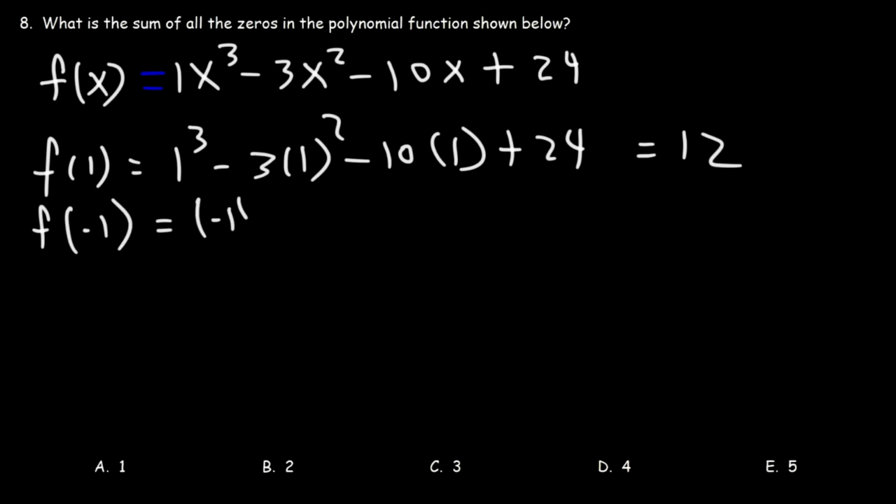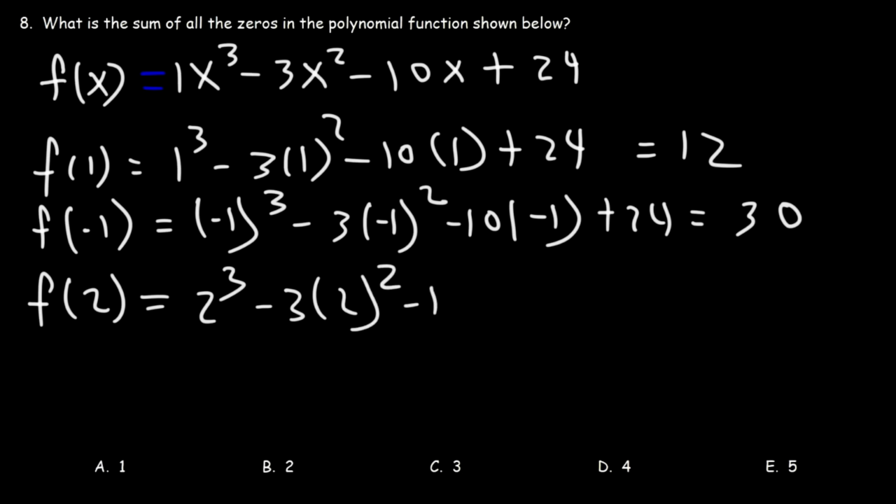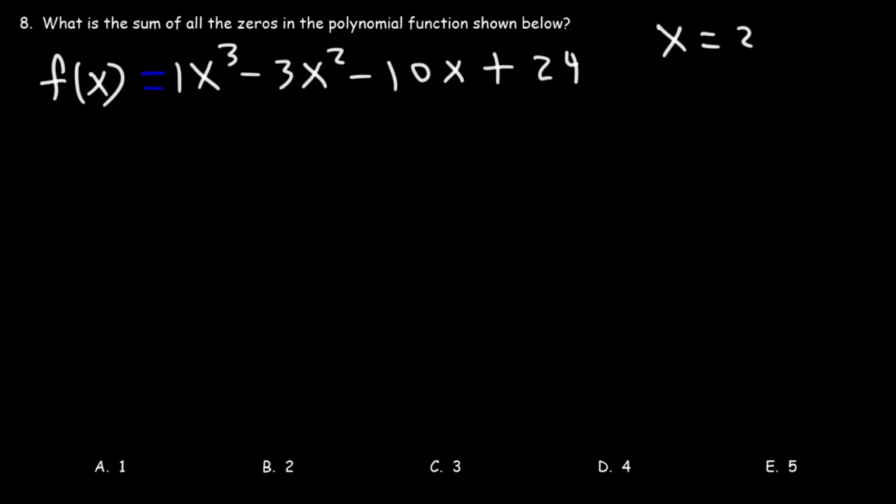Let's try negative 1. And let's type it in as well. So I got 30 for this. Now let's move on to the next one. Let's try 2. So this is going to be 2 to the third minus 3 times 2 squared minus 10 times 2 plus 24. So I got a 0. So the first 0 is x equals 2. So let's highlight this answer. And now let's use synthetic division to get the other ones.